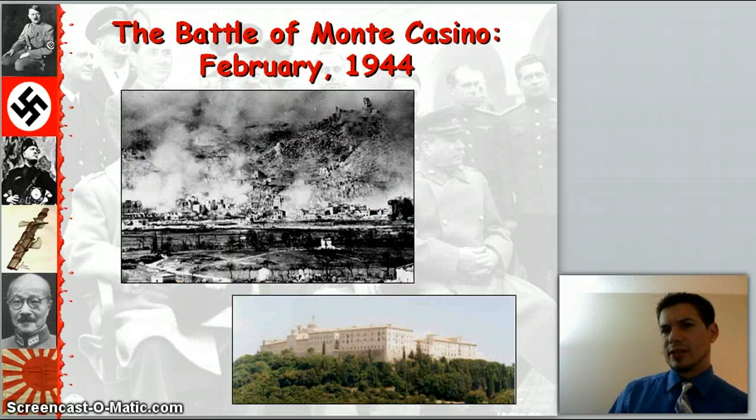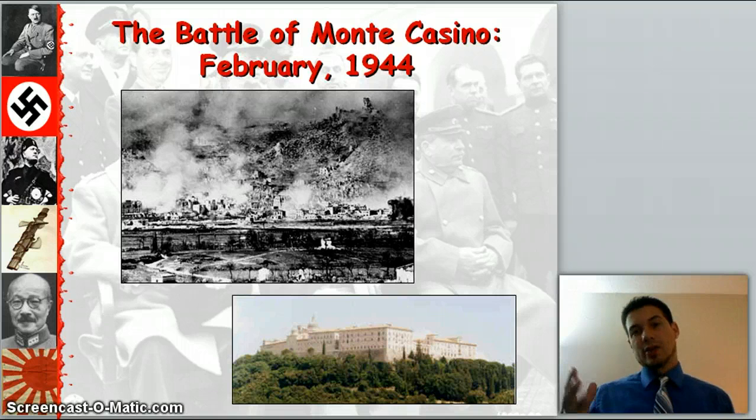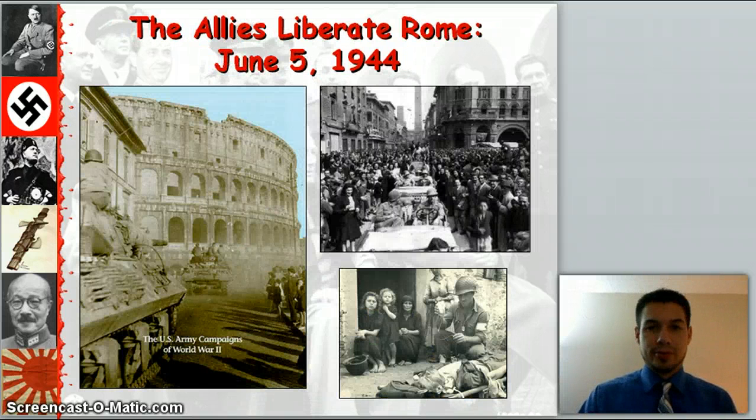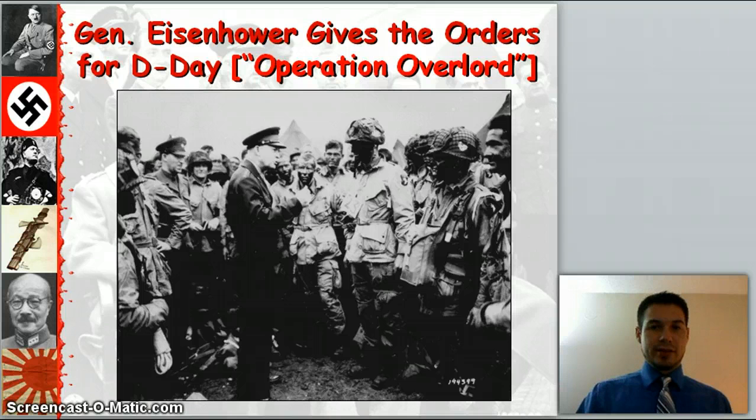And we have the Battle of Monte Cassino. Again, a monastery on top of a hill that does get bombarded and eventually destroyed. It's rebuilt now, but it is the turning point. And then we go straight into Rome. June 5th, 1944, the Allies liberate Rome, and now Italy is under the control of the Allies. Now, Mussolini gets strung up in the square, him and his mistress, by the Italian people.